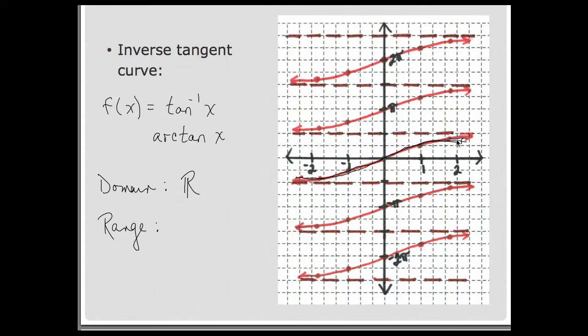All right, so this one right here, where this horizontal asymptote is, that's negative pi over 2. This first horizontal asymptote, rather, that lies above the x-axis, that's at positive pi over 2. But notice you can't equal either of those because they're asymptotes. So the range in this case goes from negative pi over 2 to positive pi over 2, but they are open intervals because they do not include those endpoints.